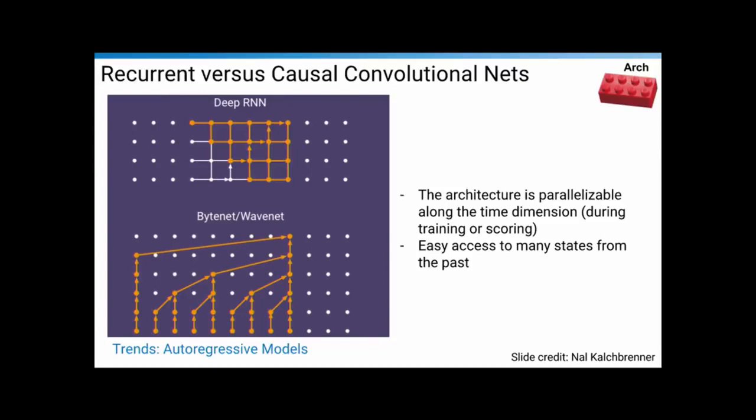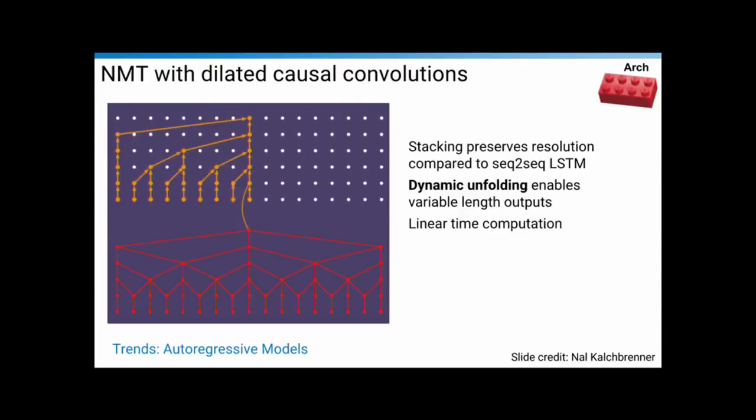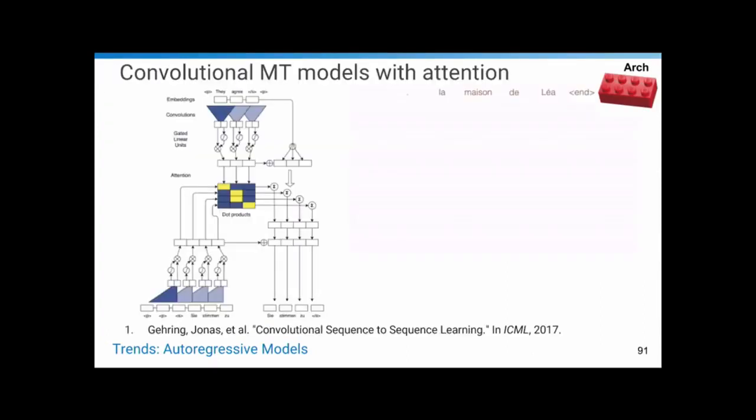So one of the advantages of using autoregressive or convolutional autoregressive models for text is that the architecture is parallelizable along the time dimension. You don't need to unroll your RNN during training, so it can be a bit faster. And you can have easy access to many states from the past by using dilated convolutions, just like we do for audio. And so this can be plugged into applications like neural machine translation. You can also use causal convolutions in neural machine translation with attention.